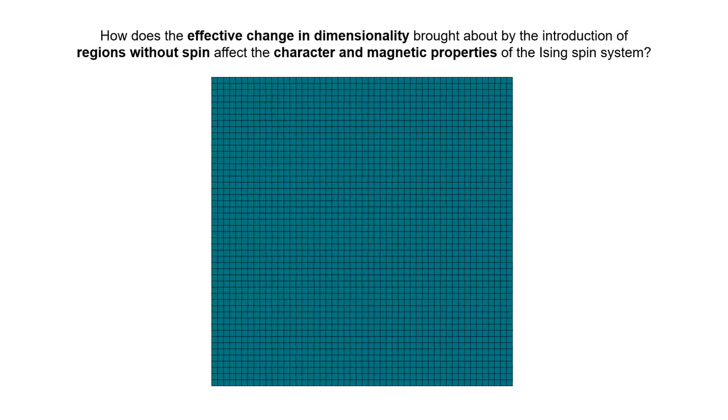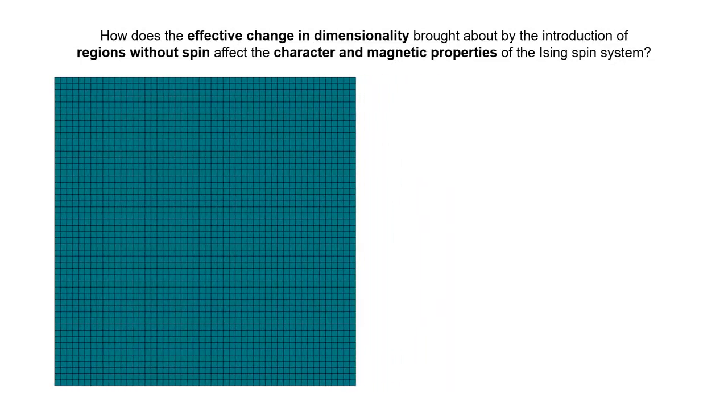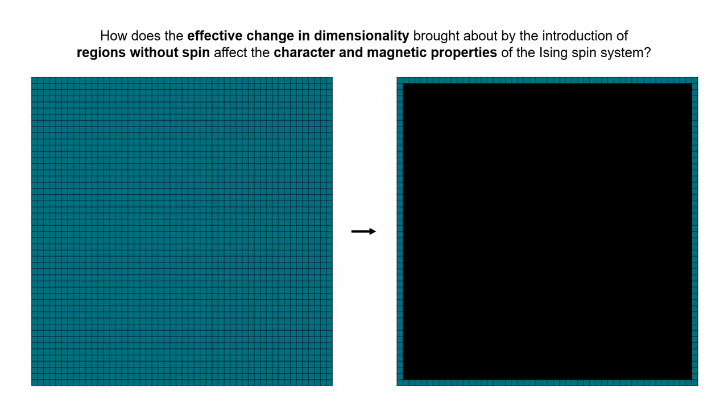With this, imagine the behavior of a system transitioning from 2D to 1D. In this research, we answer the question: how does the effective change in dimensionality brought about by the introduction of regions without spin affect the character and the magnetic properties of the Ising spin system?